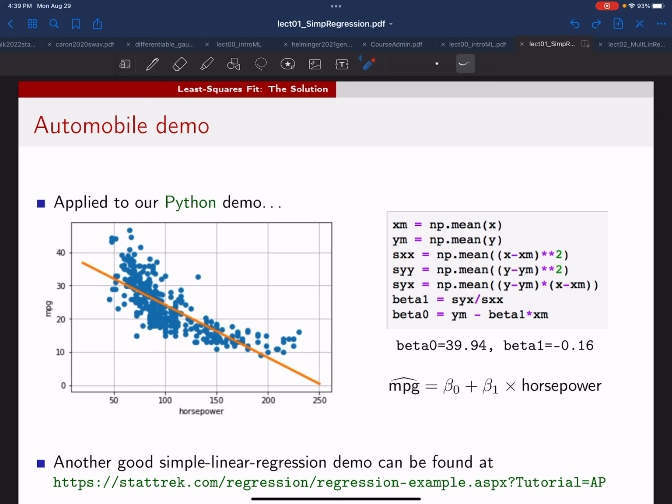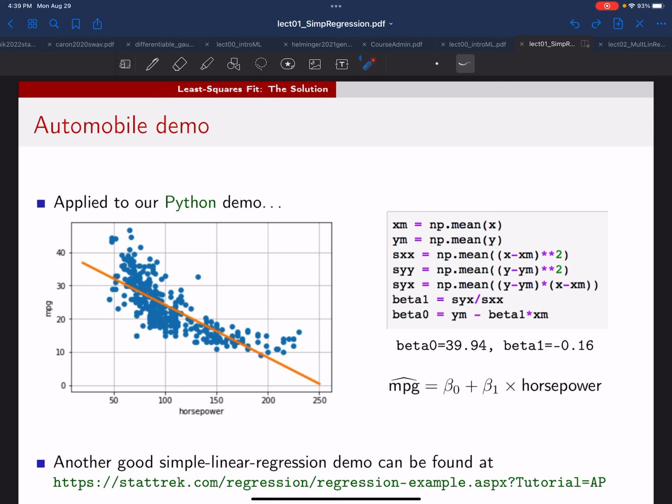But some commands work in multiple ways. It's equally common to use the unbiased and biased ones, so I don't know what it defaults to. Anyway, that's how we computed all these 5 statistics. Once we have them, as you can see, it's very easy to get beta 0 and beta 1.